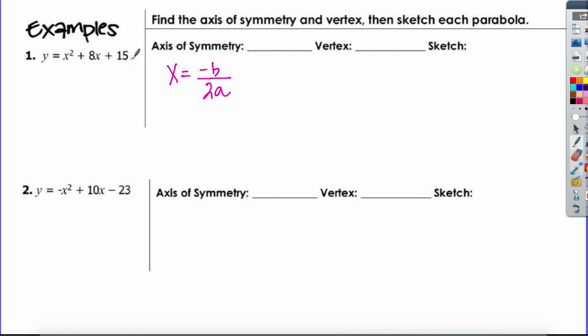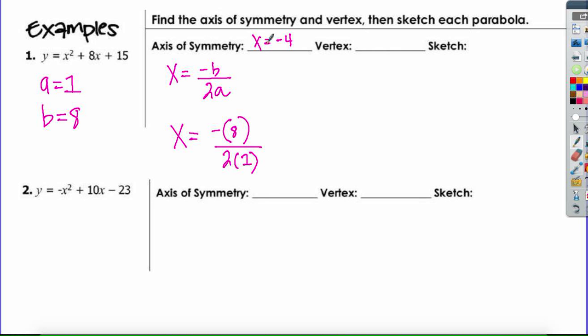In our quadratic function right here, the number out in front of x squared is just a 1, so a is 1. The number in front of the x to the first power is 8, so b is 8. So I've got x equals negative 8 over 2 times 1. When I reduce this, I've got negative 8 divided by 2. So the axis of symmetry is going to be x equals negative 4, because negative 8 divided by 2 gives us negative 4. That is already our value for the x-coordinate in the vertex. So we already know it's negative 4 comma something.